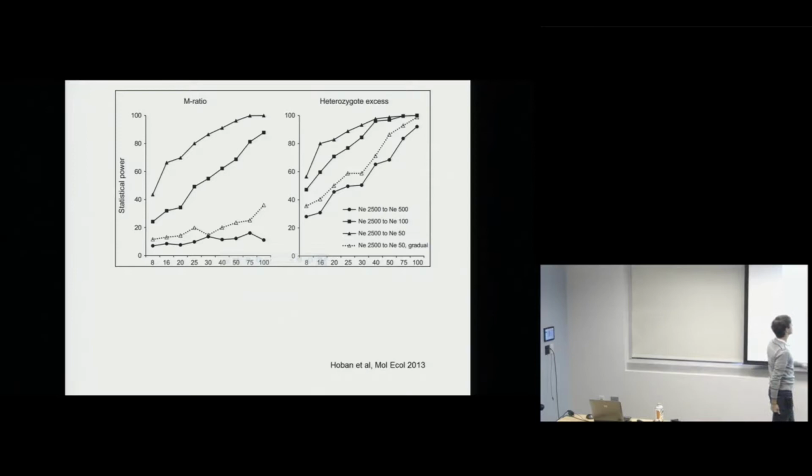However, the solid line is assuming an immediate bottleneck, occurring in one generation from the initial to the current size, whereas the dotted line is showing a more gradual decrease in population size, which one might argue is a lot more realistic for most cases. And so you see that there's much decreased power when we're looking at a more realistic model of population decline.